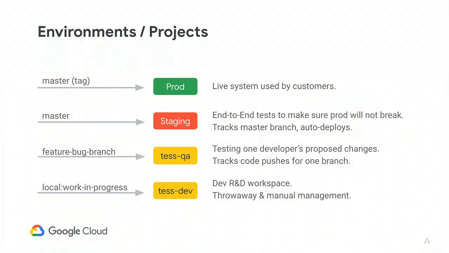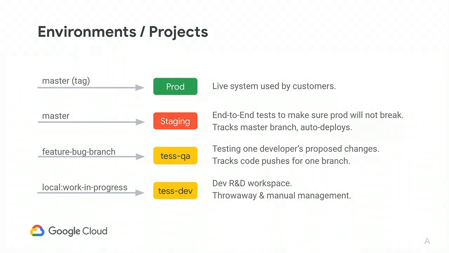So now that we have a plan around the number of environments, we have production, staging, and then a QA environment for each developer and a development environment for each developer so that they can experiment. And each of these environments is related to the code changes in some way. Production is going to be tagged off of the master branch when releases are cut, and master branch is going to automatically deploy to staging, and then individual feature branches will deploy to QA.